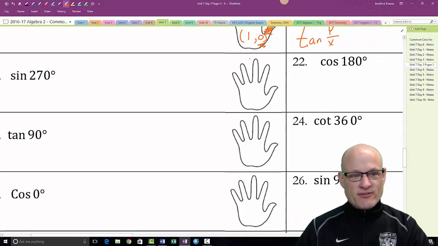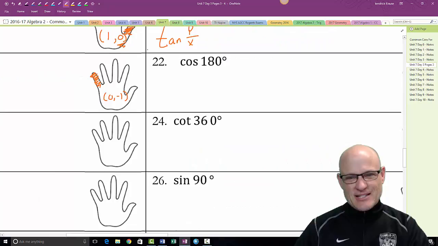Let's go. We have 270 again. We just did 270. So that's there. That's this pinky. And we figured out that was 0, negative 1. The y value is sine, so it's negative 1. See how fast this goes?